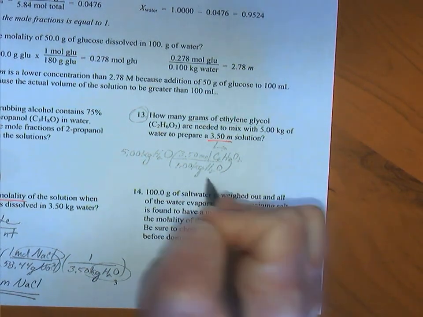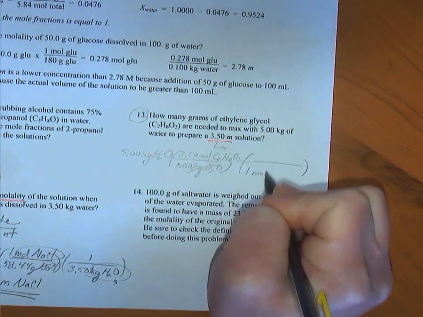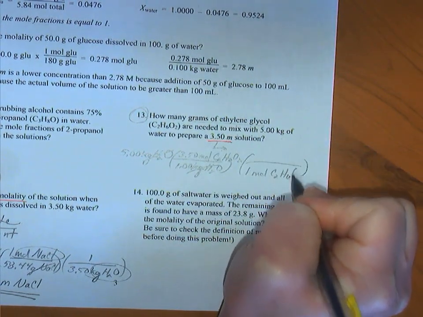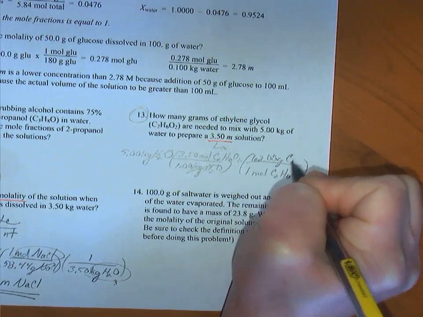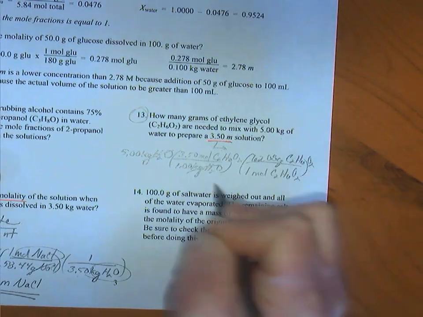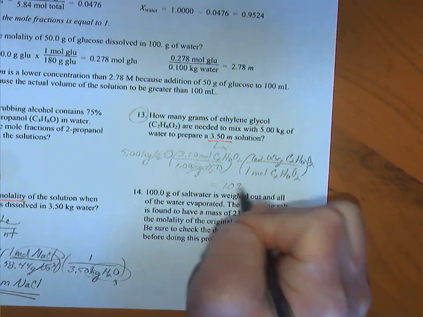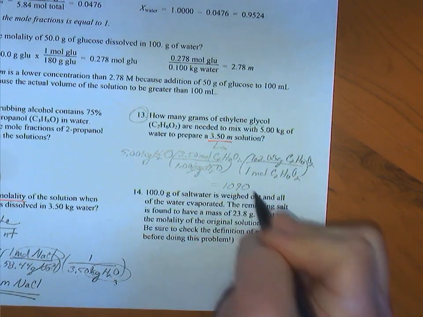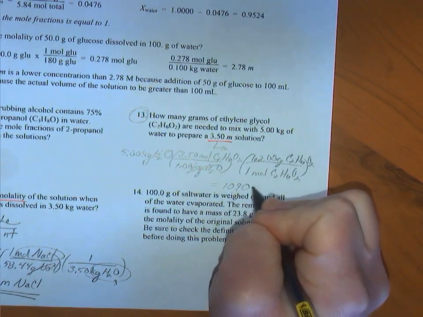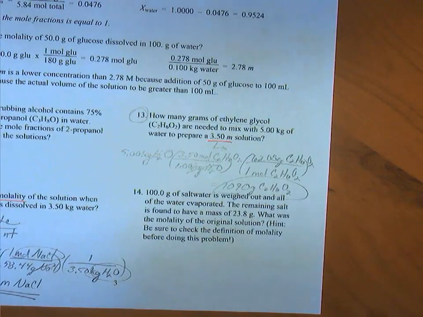C2H6O2. That'll give me moles, but it's asking me for grams. And every 1 mole of C2H6O2 is 62.08 grams. And when I do this calculation to 3 sig figs, 1,090. Remember, captive zeros are significant, trailing are not unless I put a decimal, and I will not, and that's grams of C2H6O2. Okay, so 2 examples of molality.